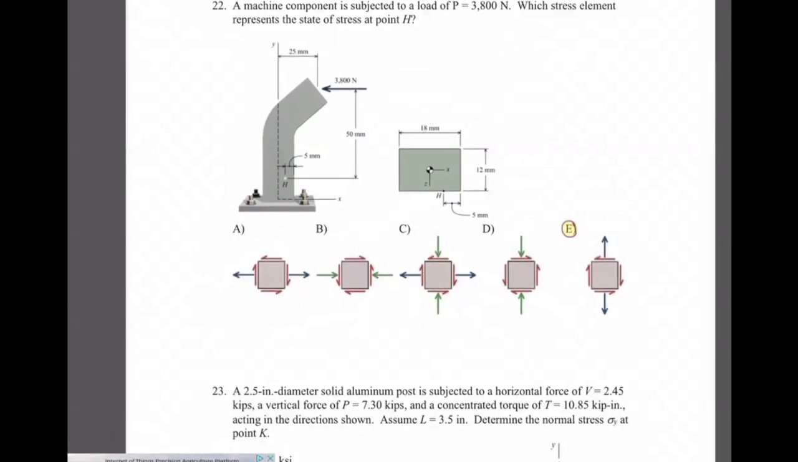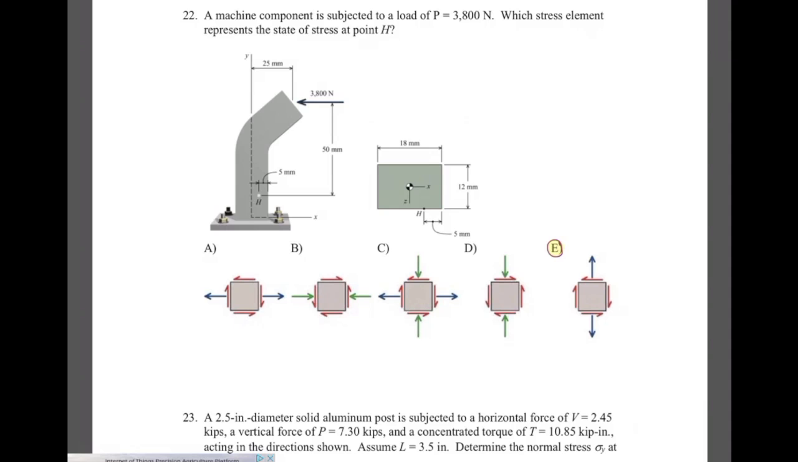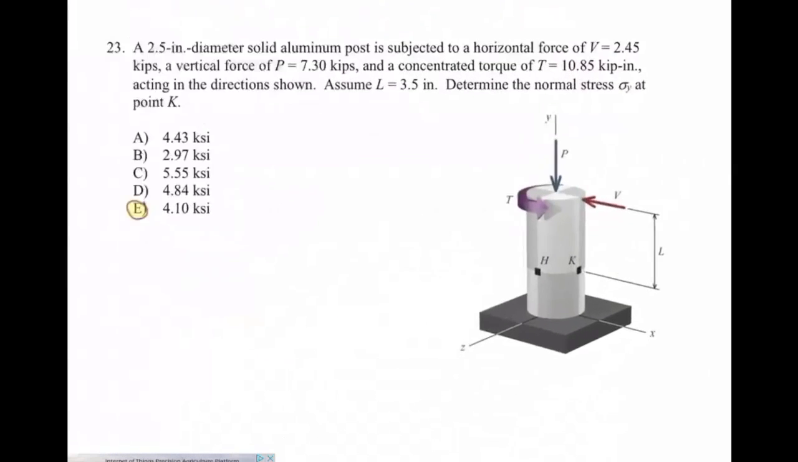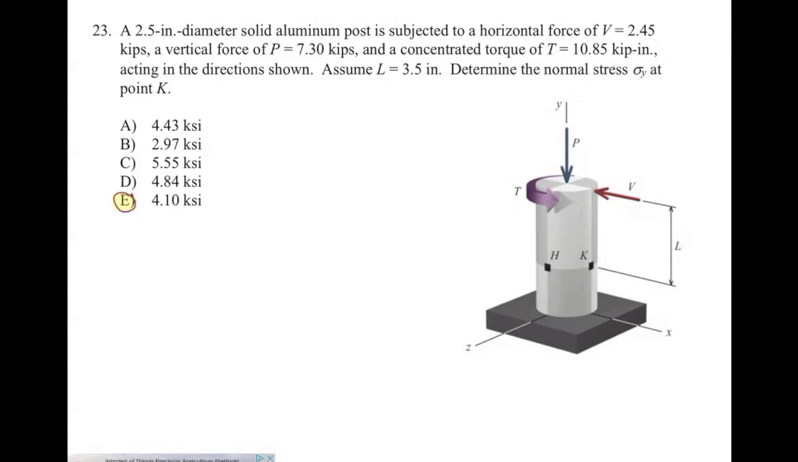The last two questions are about combined loading, the topic that we talked about. I will start from the bottom problem. A 2.5-inch diameter solid aluminum post is subjected to a horizontal force of 2.45 kips, a vertical force of 7.3 kips, and a concentrated torque of 10.85 kips inch. Assume that L is 3.5 inch. Determine the normal stress sigma y at point K. So the procedure for solving this problem is taking 3 steps. First, move all the forces to the cut section. Second, determine the section properties, and then determine the stresses.